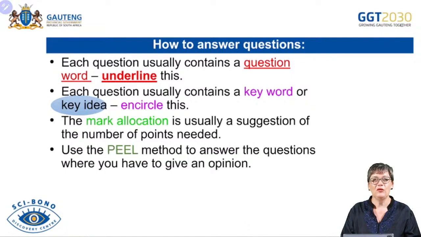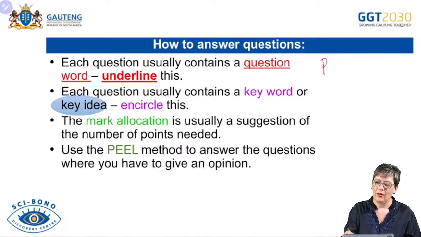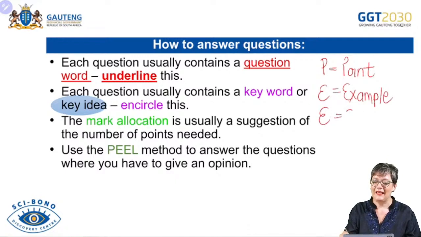And then use the PEEL method to answer the questions. When you have to give an opinion, let me quickly remind you again. I don't know if you can remember these ones. I'll just add them here on the screen for you again. P is when you make a point. E is example. This is where you give an example. Another E is to explain, and the L means to link it back to the question.